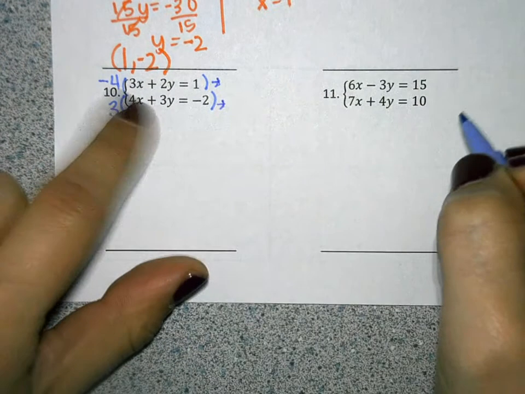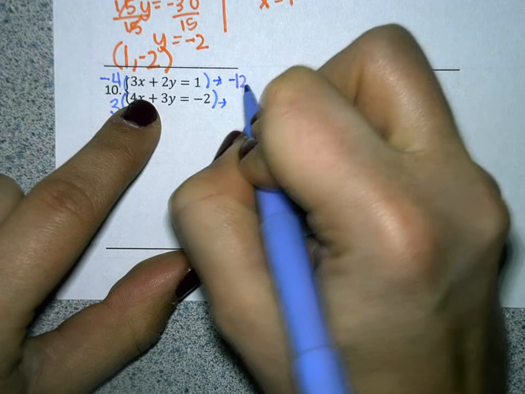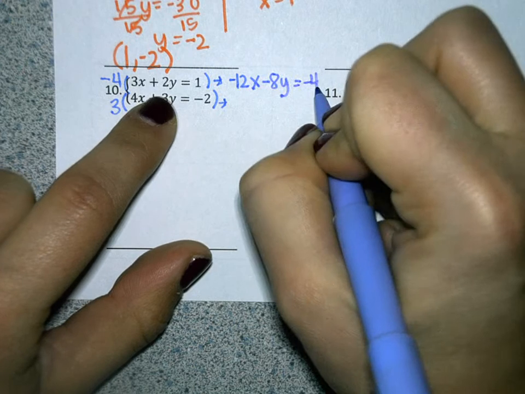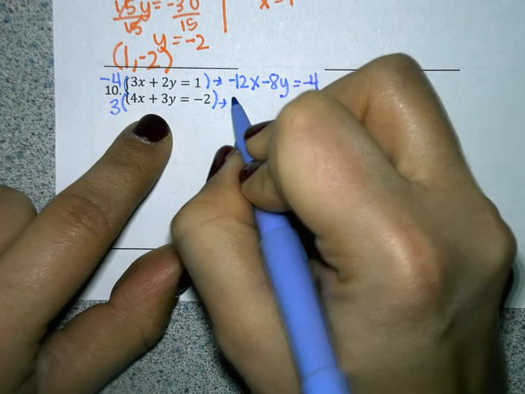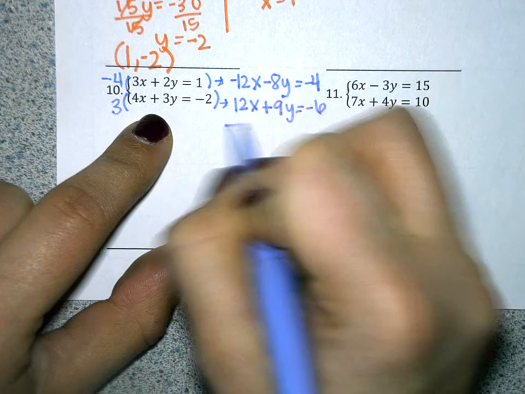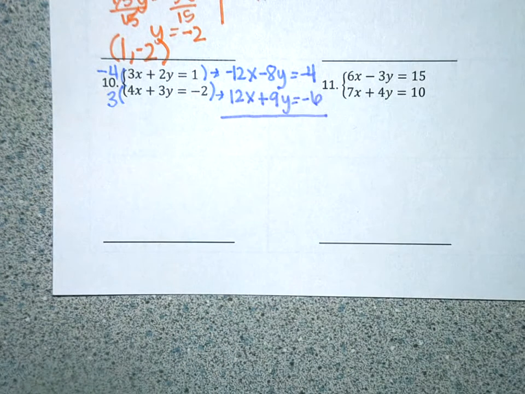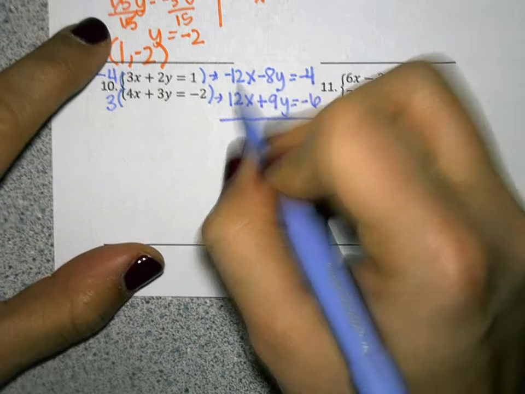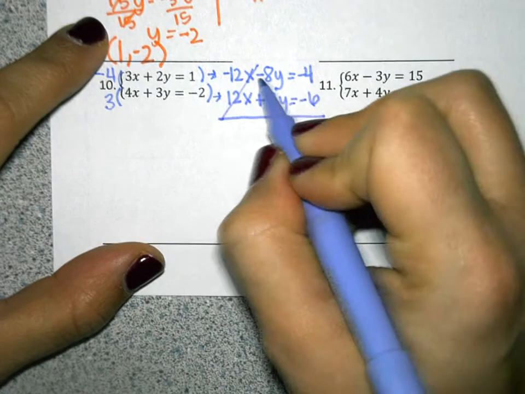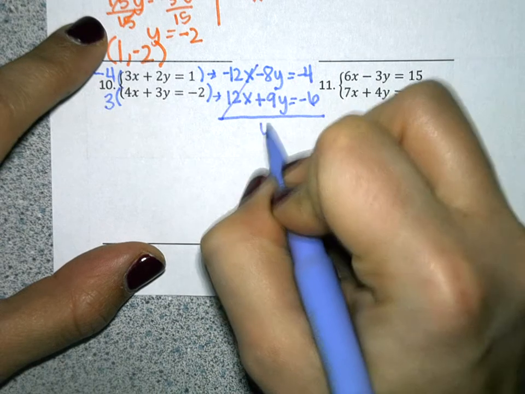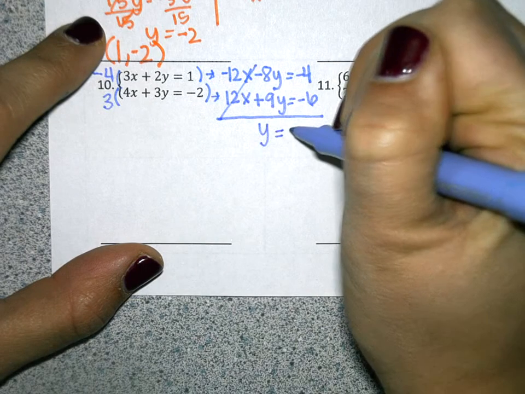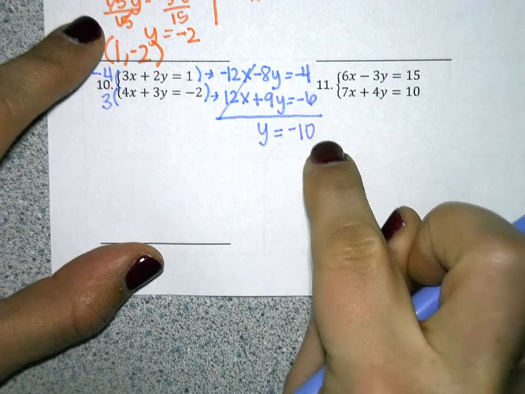So negative 4 times 3x is negative 12x. Negative 4 times 2y is minus 8y equals negative 4. And then I multiply the bottom by 3. So that gives me 12x plus 9y equals negative 6. So when I add straight down, negative 12x plus 12x eliminates. Negative 8y plus 9y gives me positive 1y. And negative 4 minus 6 gives me negative 10. So I have y equals negative 10.